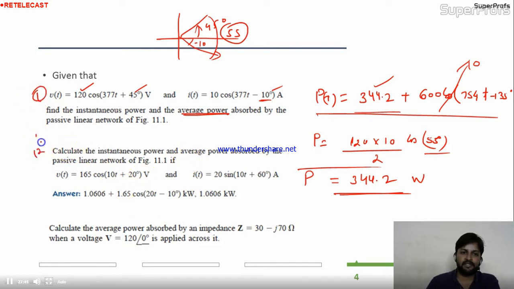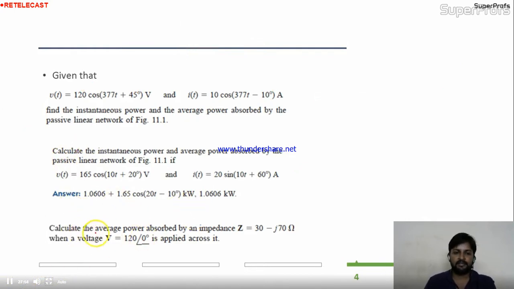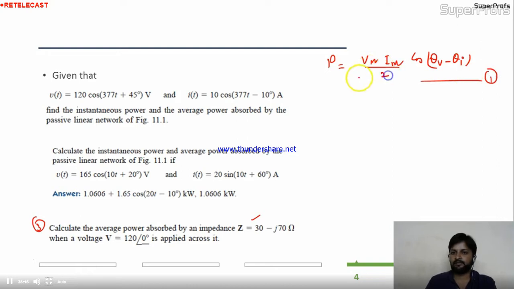The first question is done. In the second question, calculate the instantaneous power and the average power absorbed by the passive network. This question is similar to the first one, so please try it. The answer is given over here. Now come to the third one. Calculate the average power absorbed by an impedance Z when the voltage V is given. He is asking for the average power. Again, the average power is Vm Im cos of the angle between current and voltage, divided by 2.